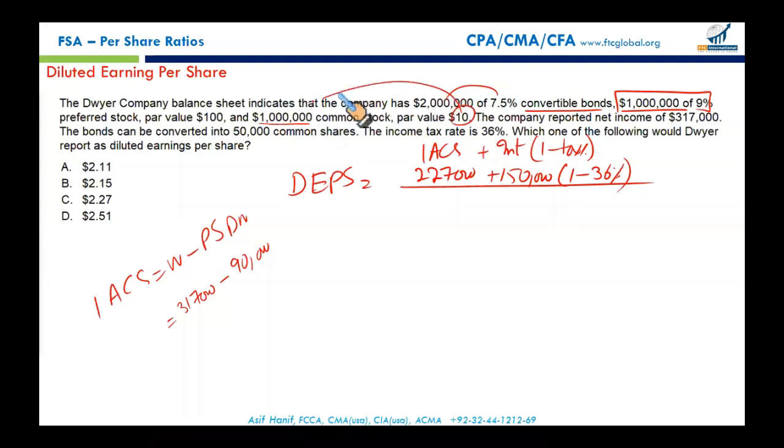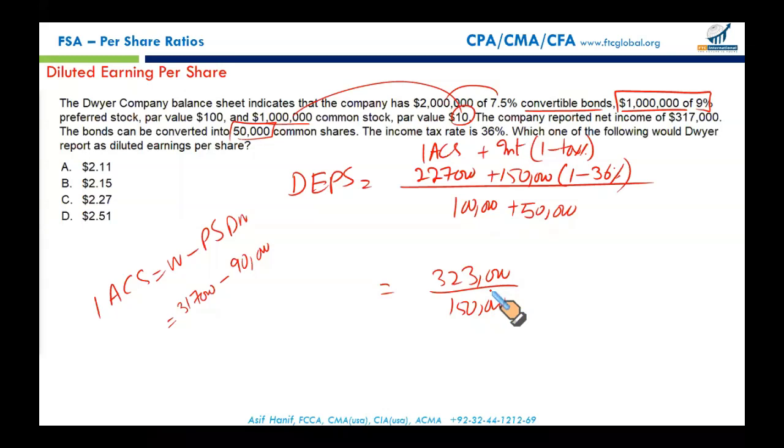I believe it is given that 1 million is the book value of common stock. Each common stock has a par of 10. 1 million by 10, that means 100,000 shares are outstanding. And whenever these convertible bonds are converted, 50,000 new shares will have to be issued. So this will serve as a denominator. So if I'm going to solve all of this, 227 plus 150 times 0.64, I get 323,000. Divided by 150,000, I should get my answer.